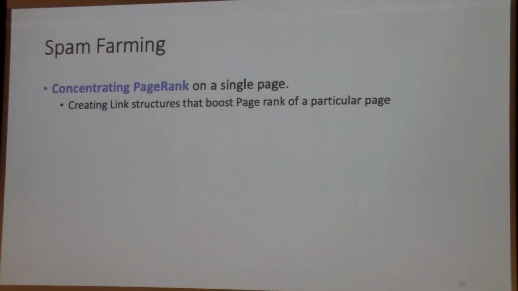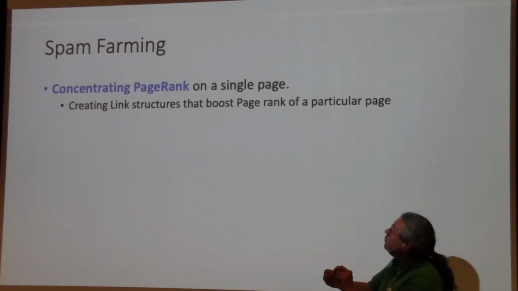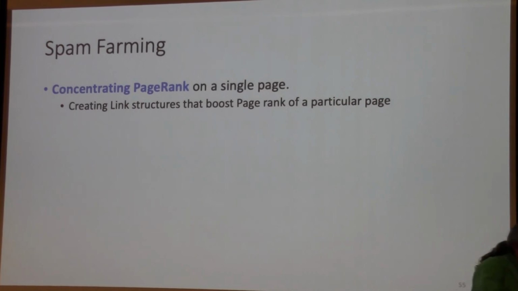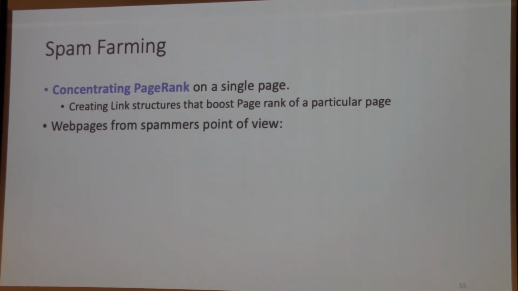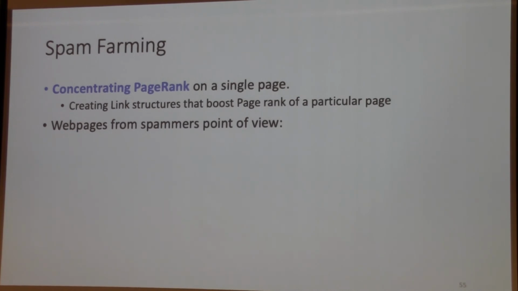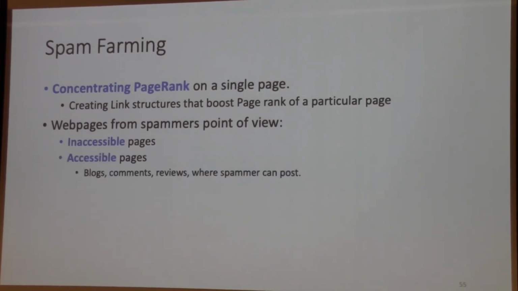So the idea is you want to concentrate the PageRank of a single page. You want to improve the ranking. You want to create link structures of web pages that increase the rank of a particular page. So how does that work? Okay, so here's how it works. I'm a spammer. From my point of view, there are three kinds of pages. There are inaccessible pages. These are pages made by other people. I have no way of accessing them.